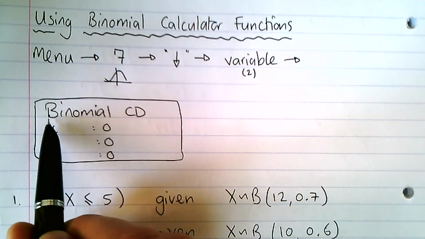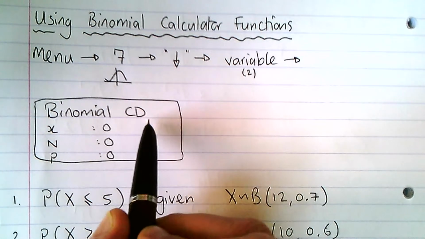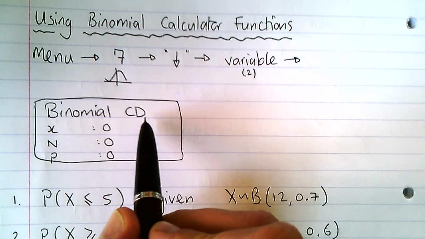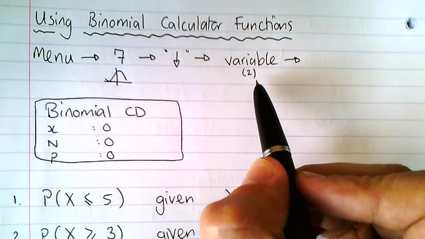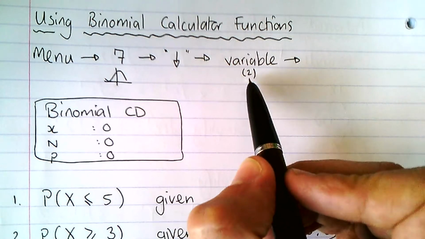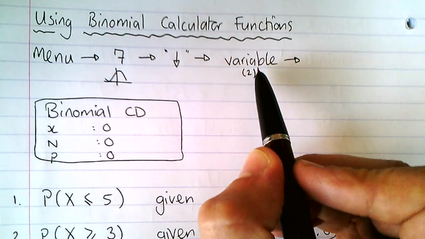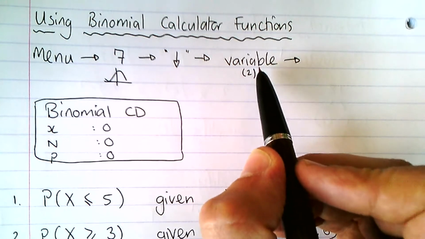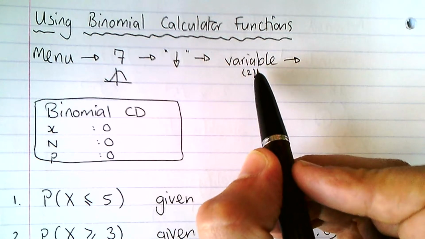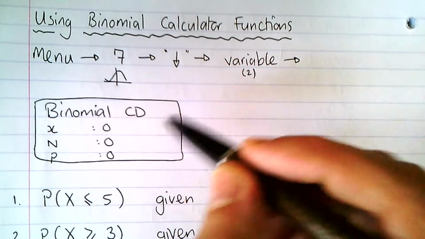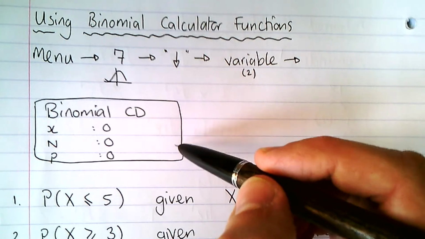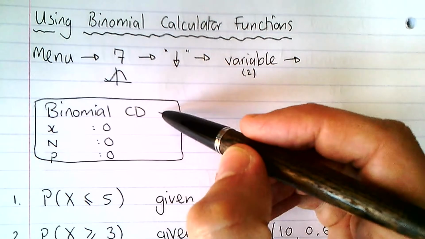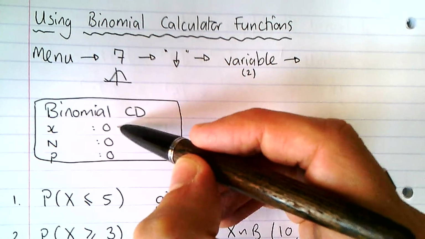Once you've found binomial CD and you click on that, you're given an option of either list, which is number 1, or variable, which is number 2. You can either push the number 2, or you can move your selection down and click equals over the variable option. Once you're in there, it gives you this screen. Your screen should look like this. I've drawn mine, but you should have that picture on your calculator. It should say binomial CD at the top. You should have X, you should have N, and you should have P.